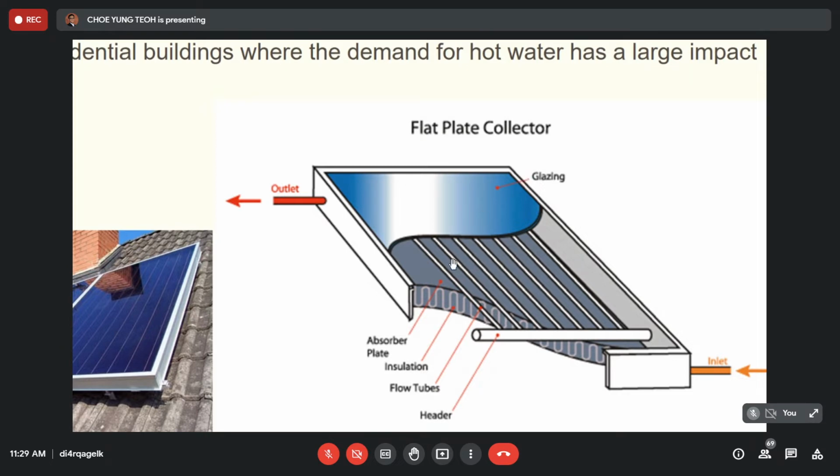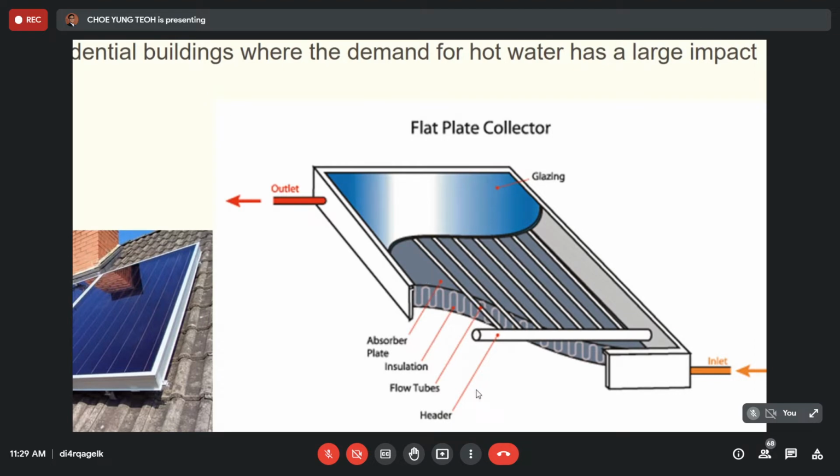So other than glazing, we have the flow tube. As I say, the flow tube is made from copper. And the shape of the flow tube is actually quite important as well. We try to increase the total contact area with the sunlight.